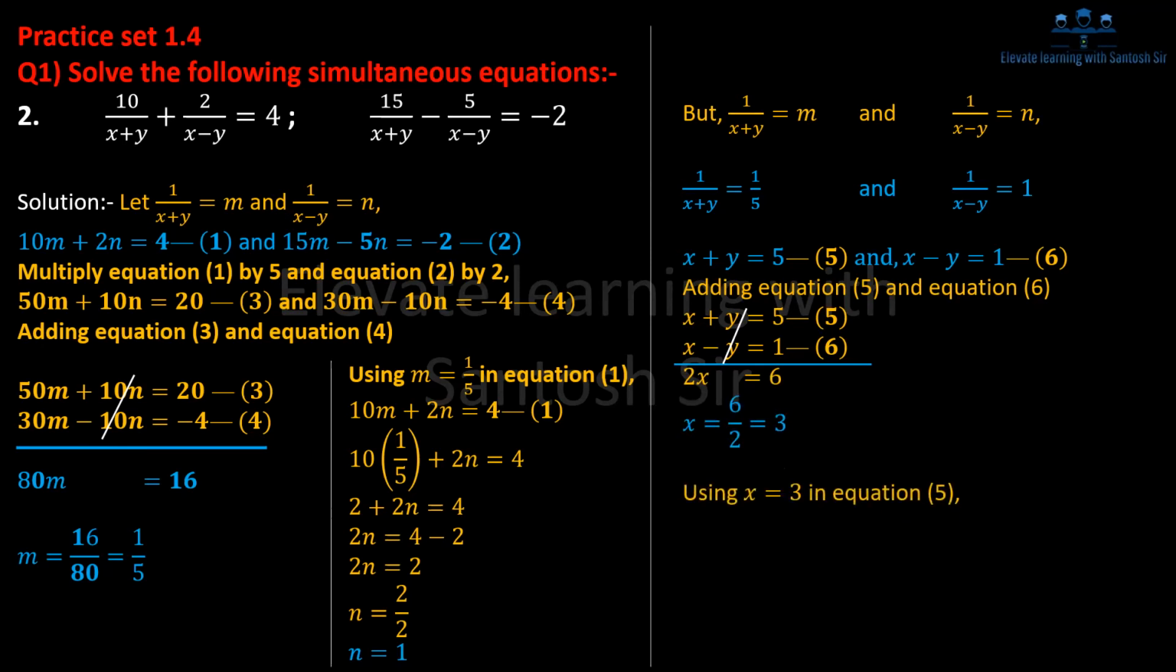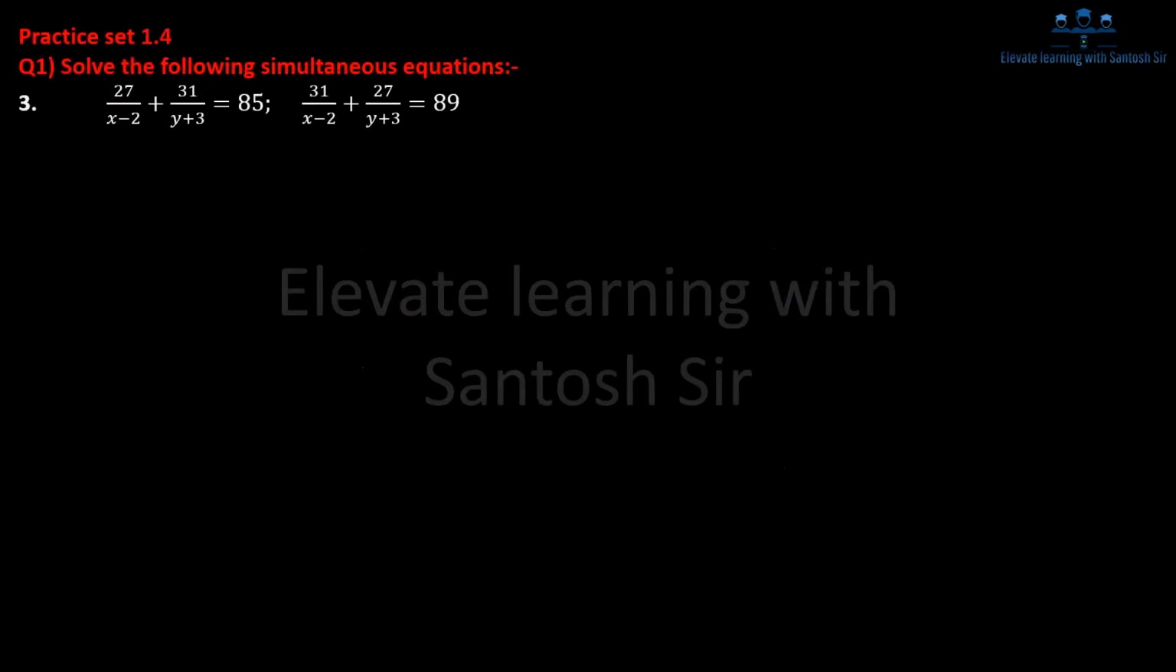Now using this value of x in equation 5, you can use it in any of the equations which contain x and y. So you can use it here or you can use it here. We are using it in equation 5. So we will get the value of y as 2. So the final answer is x is equal to 3 and y is equal to 2. Let's take up the next question.